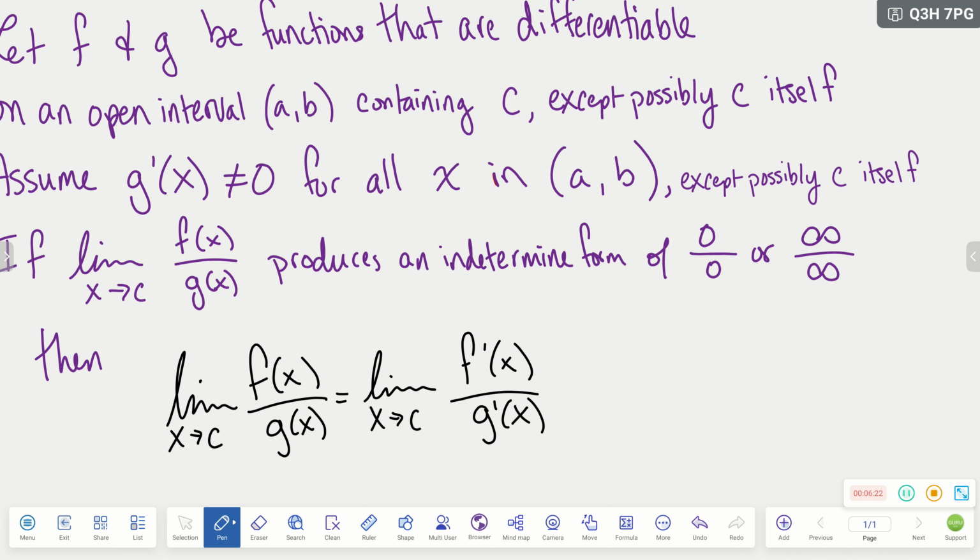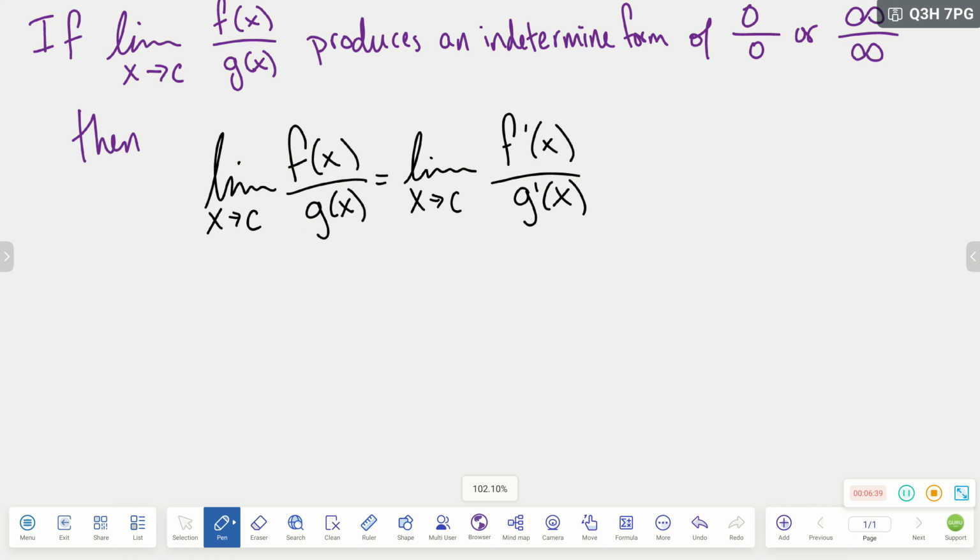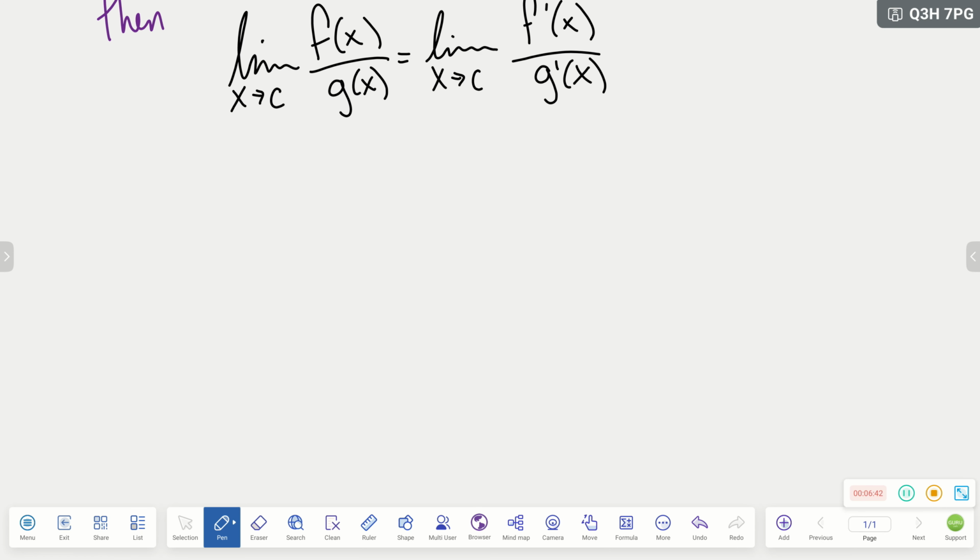There are more than those two indeterminate forms, but those are the only two assessed on the AP exam. So we're going to focus on those two. All right, so let's look at an example. Basically, if you find that you get an indeterminate form, you take the derivative of the numerator and then the derivative of the denominator, and then hopefully you can get an answer that's not an indeterminate form.